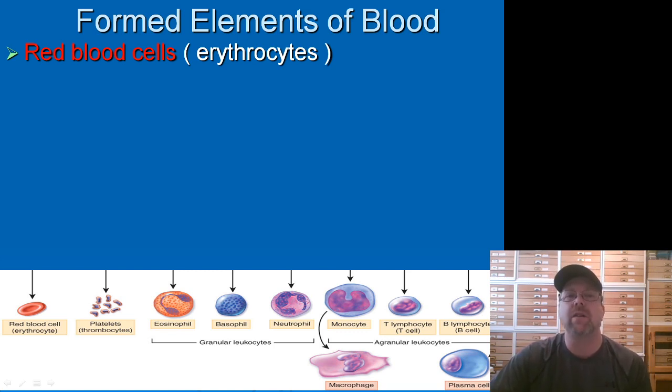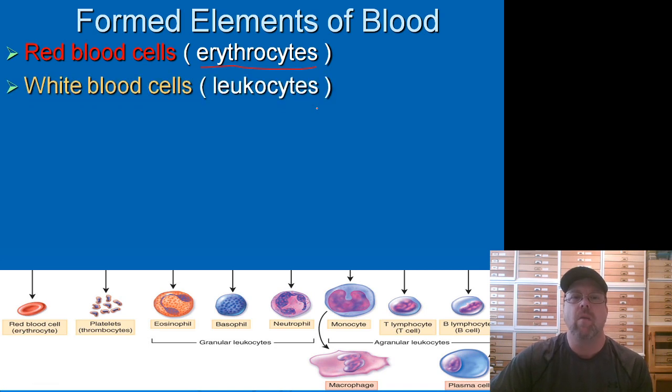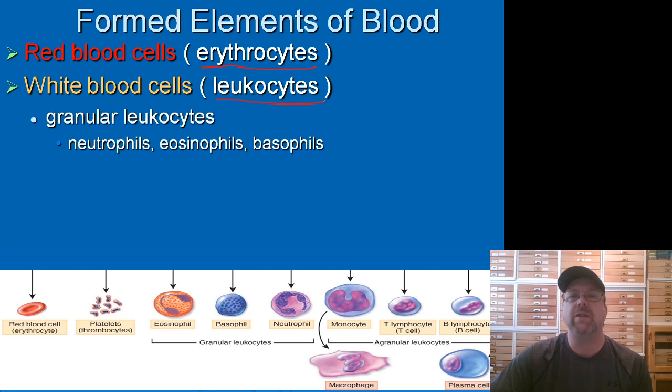Red blood cells are called erythrocytes. That's the fancy name for red blood cells. White blood cells are called leukocytes. And then they're split into two categories. They have little granules in their cytoplasm, or some of them do, so we call those granular leukocytes. Those consist of neutrophils, eosinophils, and basophils.